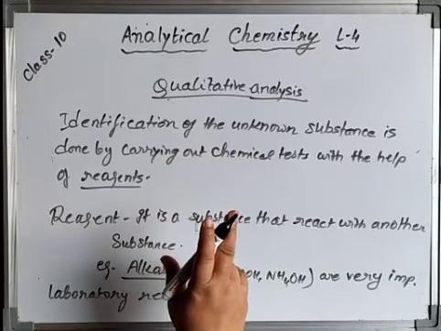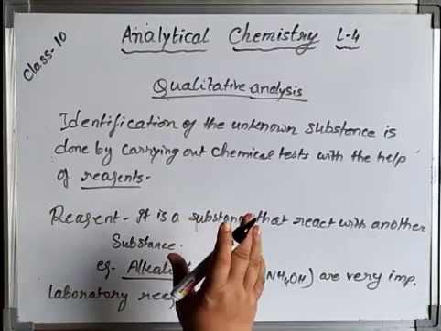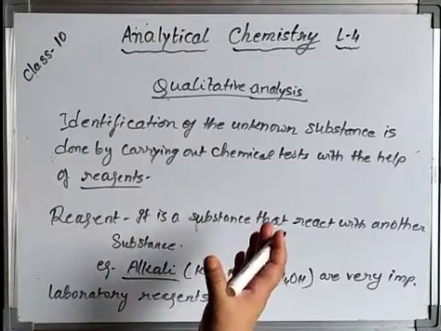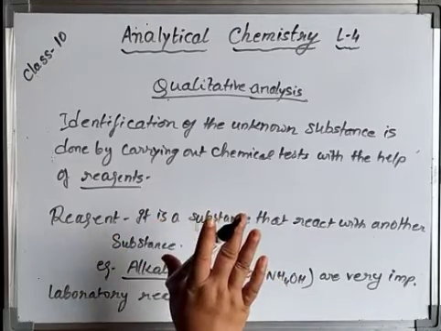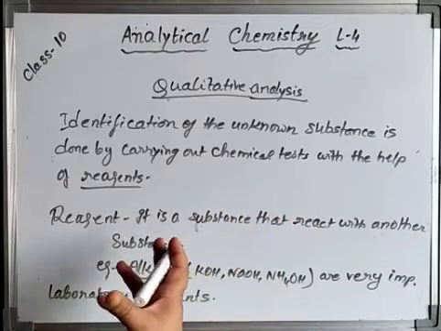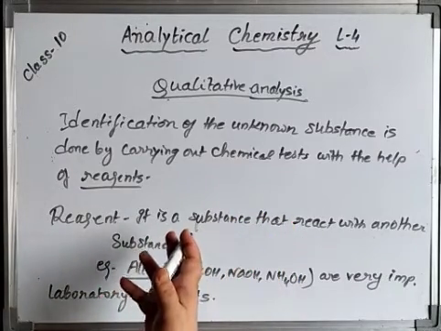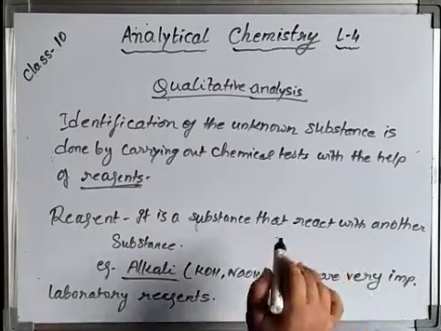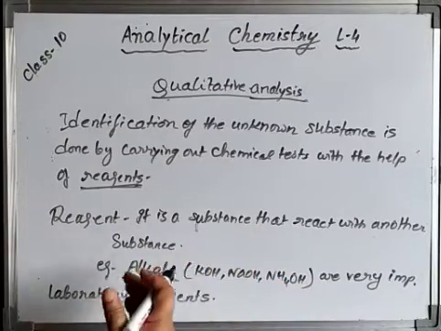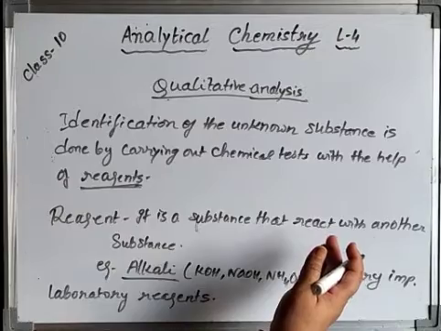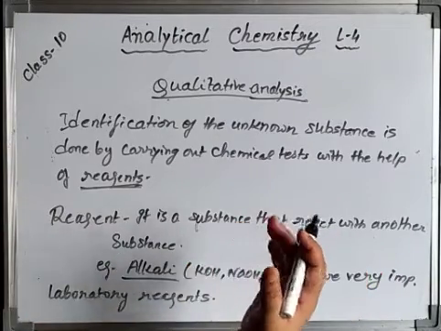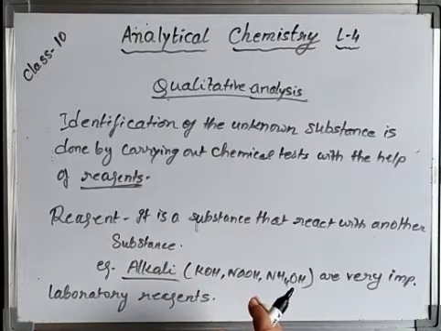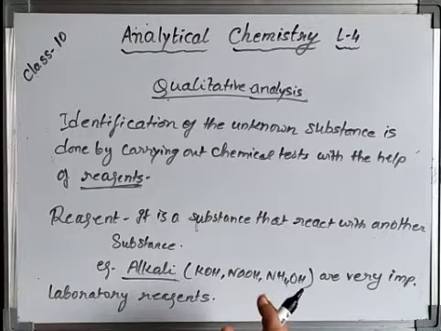So, qualitative analysis means, I have already told you, identification of the unknown substance. That means whether the given compound is having what cation, what anion, that will be detected by the qualitative analysis. But it needs the help of some chemical tests. That chemical test we have to do with the help of reagents. Reagents are substances which react with another substance. That means it acts as a medium, and it will give you the respective product that will come out as a precipitate or as a solution with a different color, which will be very easy for us to detect the given cation present in it.